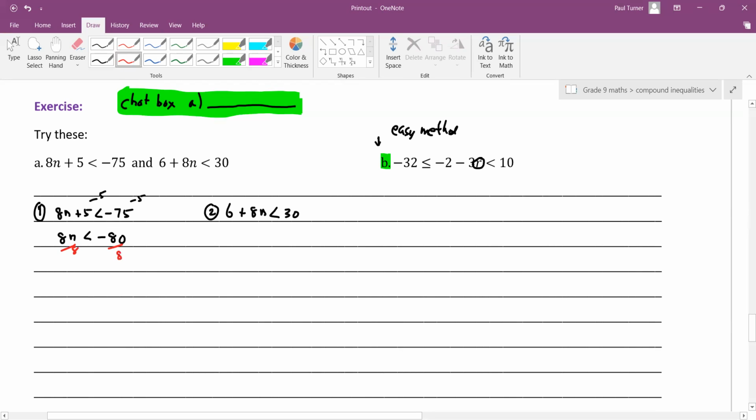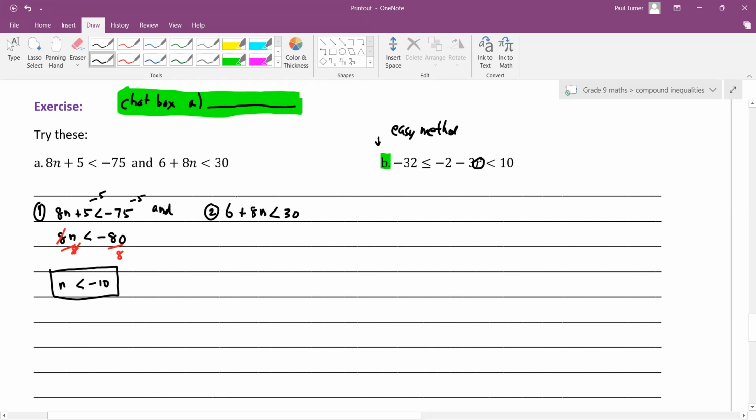So you should have done that. Cancel the 8. So n will be less than negative 10. So we know the number we want needs to be less than negative 10, but also what this condition is here.